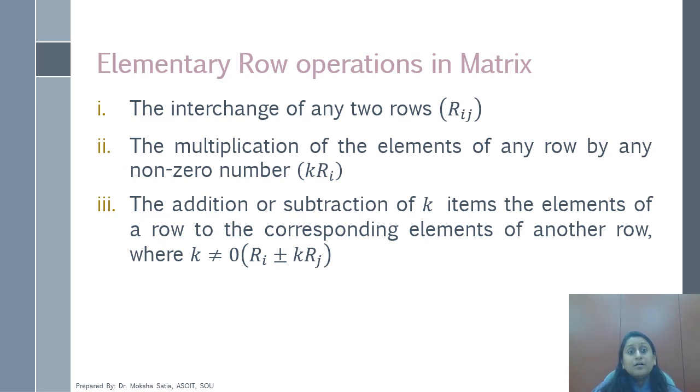So these are the very important ones. These three operations: interchanging rows, multiplication of a row, and addition or subtraction of a multiple of one row to another row.